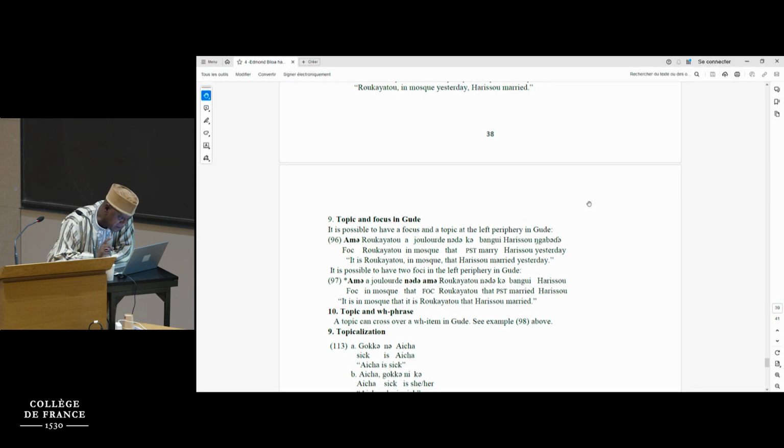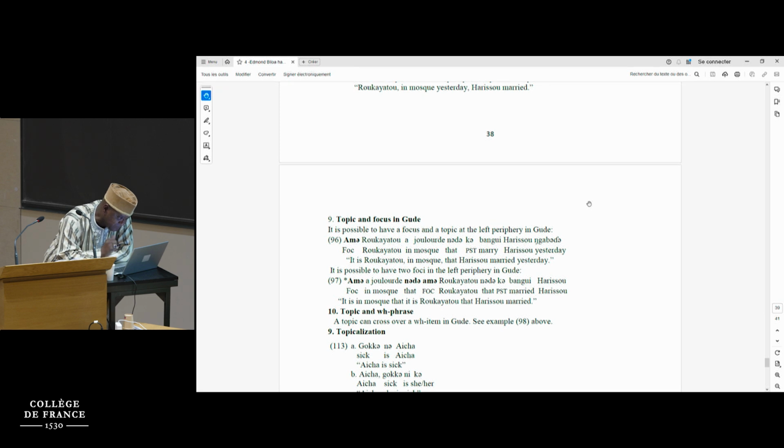Well, I mean, you cannot have two extracted foci, because in some Bantu languages, you can have an extracted focus and a focus in situ. But you cannot have two extracted foci in the same clause. It's impossible. But in some Bantu languages, you can have, it is John who will marry Mary, and Mary is focused in situ, and John is extracted, Mary in situ focused. In this language, you cannot have two extracted foci in the left periphery in Gude.